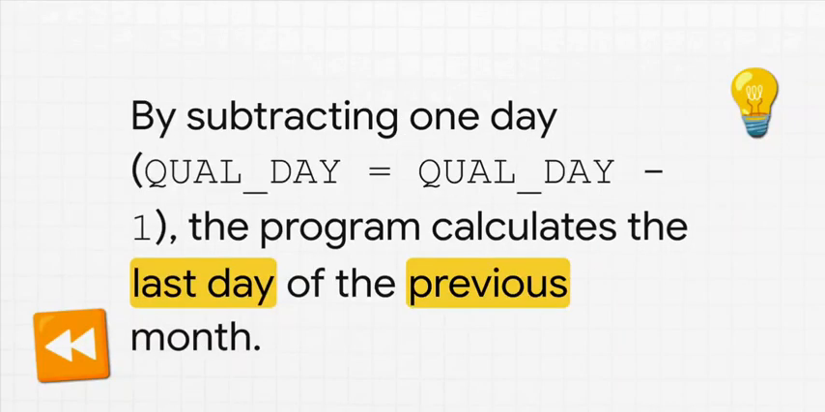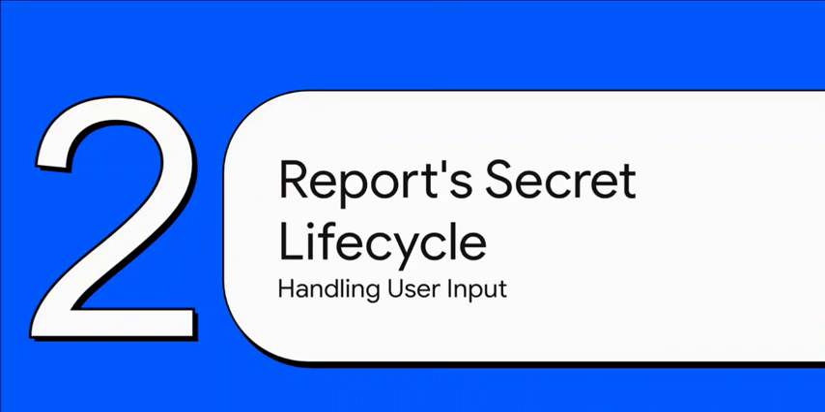And then, the real trick. It just subtracts one single day. And what happens when you go back one day from the first of the month? You land perfectly on the last day of the previous month. It's so simple, but so powerful. And think about it. This is a super common business need, and we've already solved it before the user has even laid eyes on the screen. All right, our defaults are set, the stage is ready.